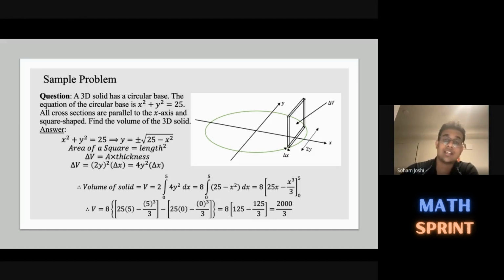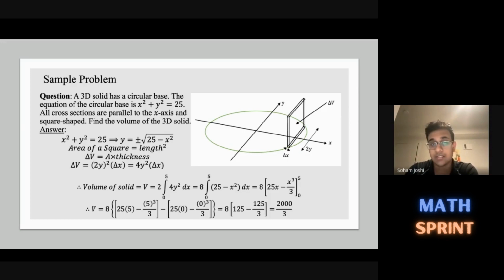Now the volume of the entire solid V is equal to 2 times the definite integral of 4y squared with respect to x, with a lower limit of 0 and an upper limit of 5. Why are we integrating with respect to x and not y? Because our cross sections must be parallel to the x-axis as per the question. Why is our upper limit 5? Because the radius of the circle is 5, which we can figure out from its equation.